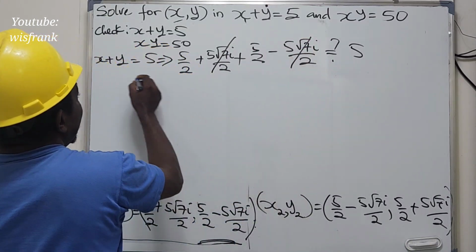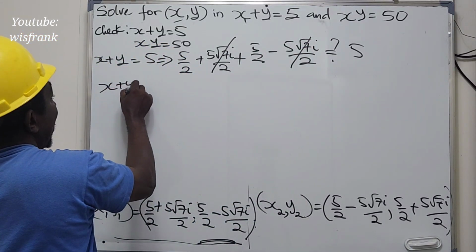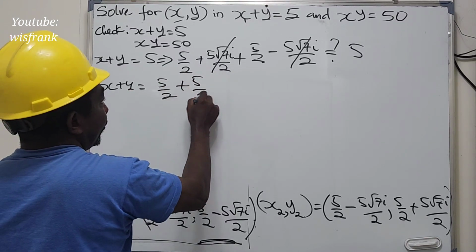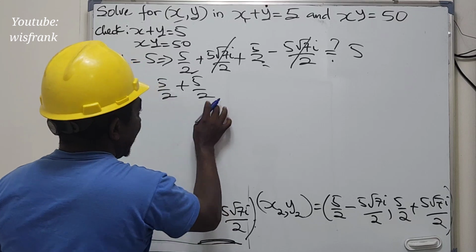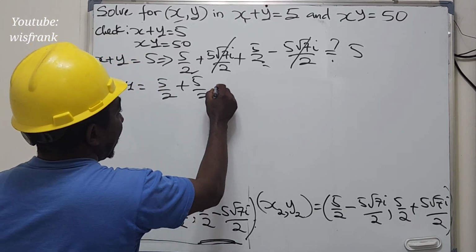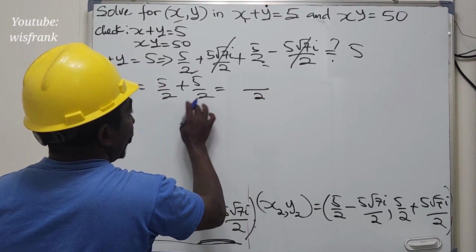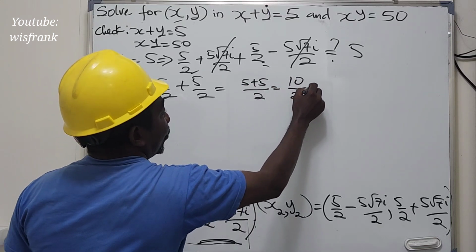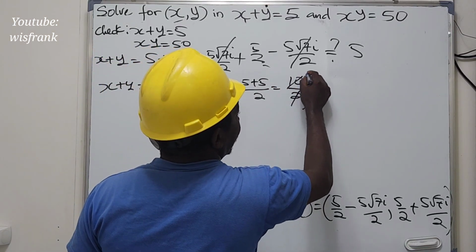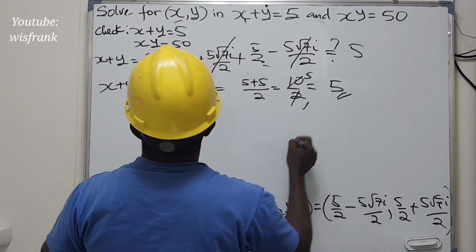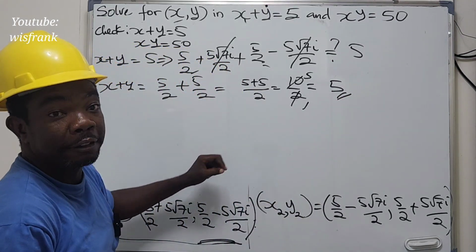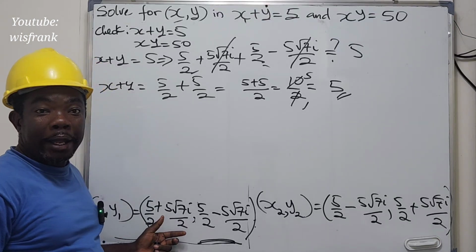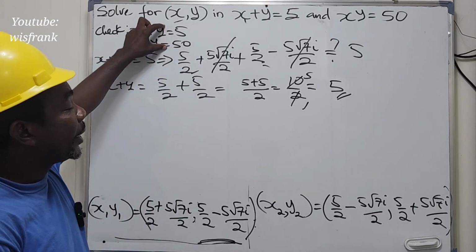So we have the value of x plus y equals 5 all over 2 plus 5 all over 2, this and this. Adding these two, taking the LCM of the two, which is 2, we have 5 plus 5, which is 10 all over 2, and 2 goes here and 2 goes here, 5. So we have the value of x plus y as 5. So we can see that the solution of x and y for the first one satisfies this equation.